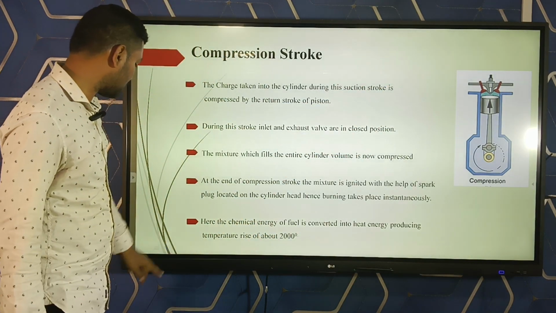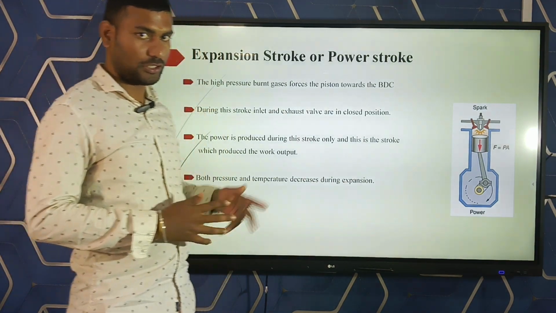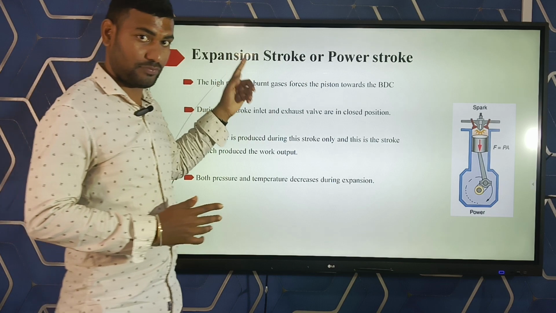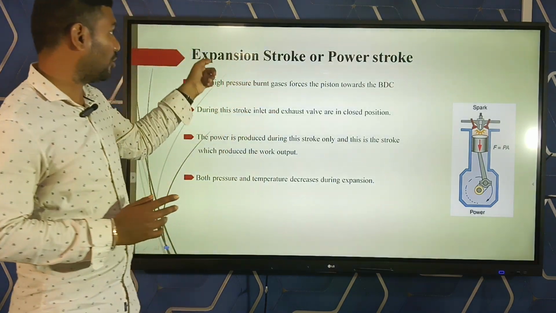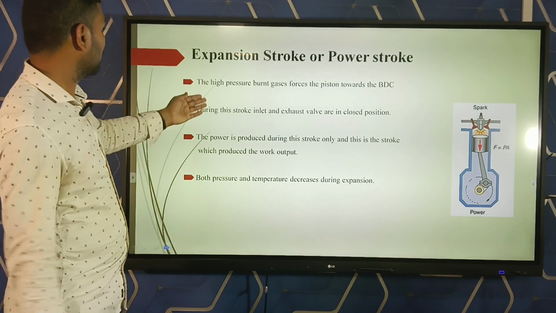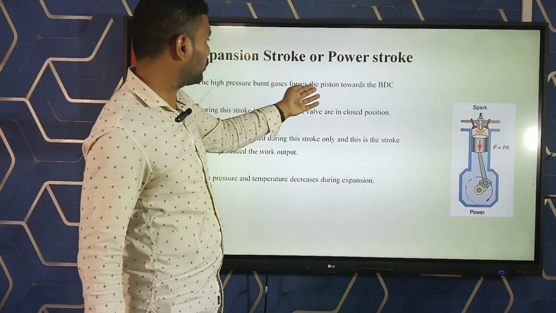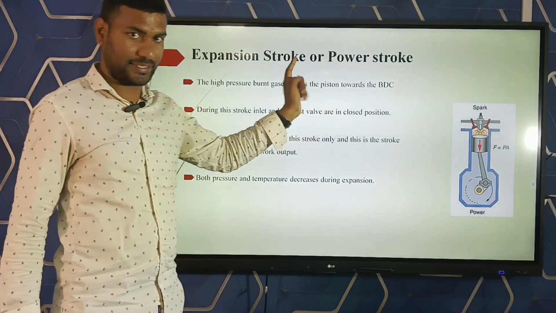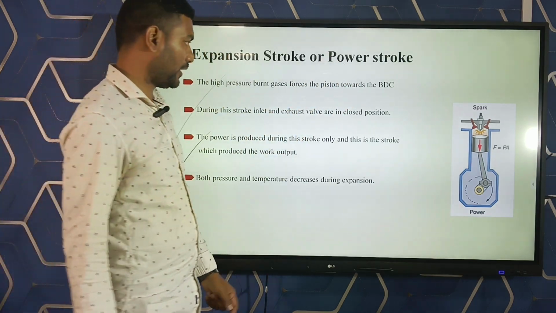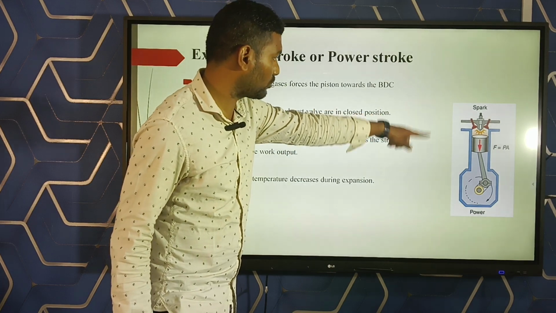Next, expansion stroke or power stroke. This is your third event, of total 5 events. The first point is the high pressure burnt gases force the piston towards the BDC, means bottom dead center. This is your expansion stroke or power stroke diagram.